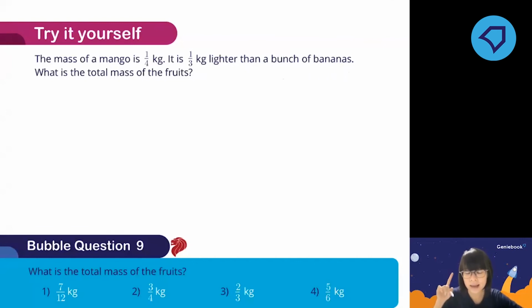And then from there, if it's lighter, do subtraction. If it's heavier, do your addition. Okay, then from there, find the total mass of the fruits. So these I already explained to you.